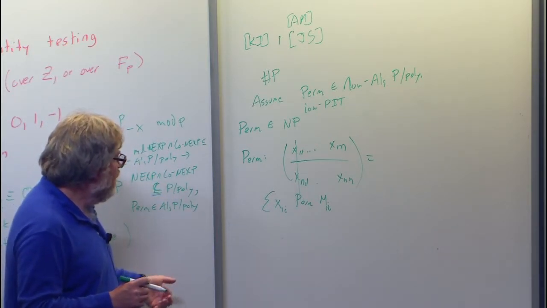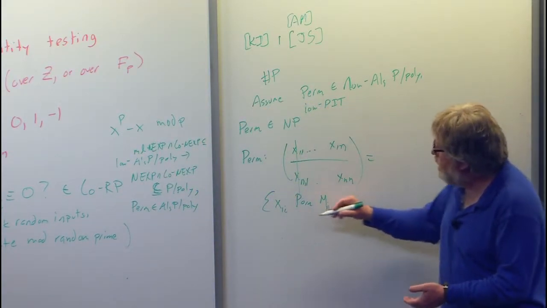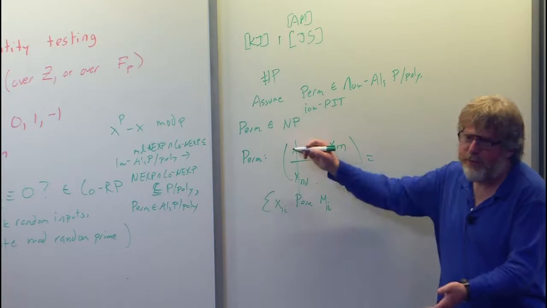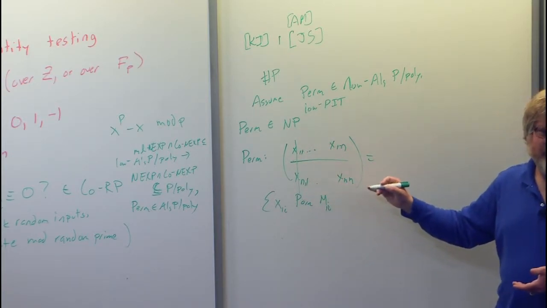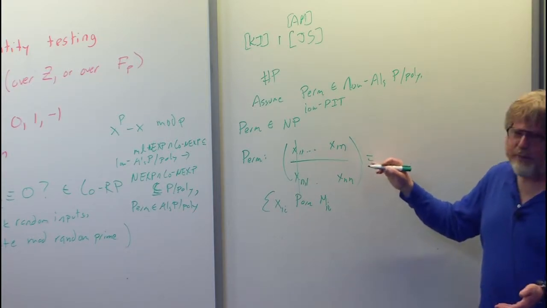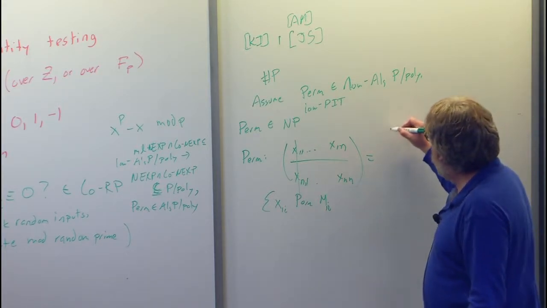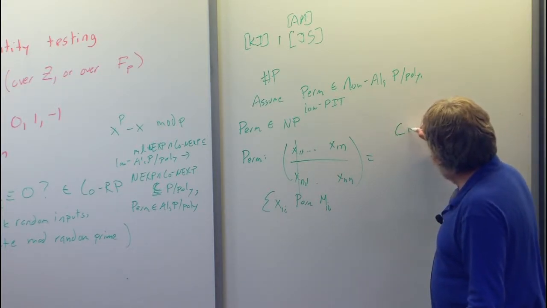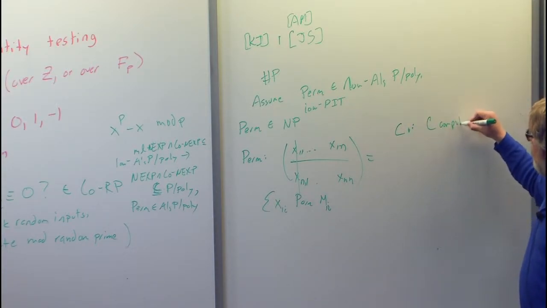And you think of it, this recursion tells you how to compute the permanent. So any function that satisfies this recursion at all levels must be the permanent. Okay, so say that someone gives us a circuit C and claims that C computes the permanent.